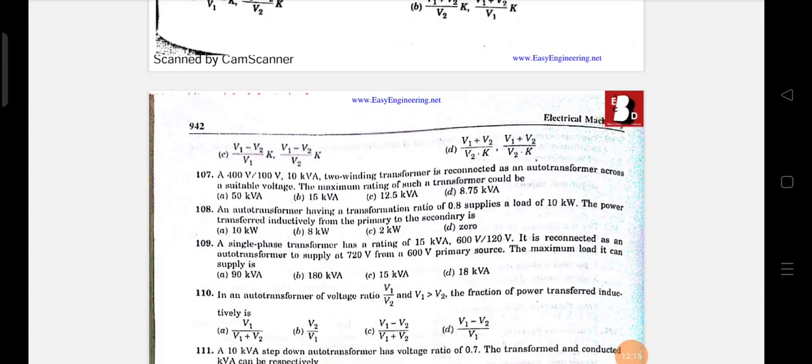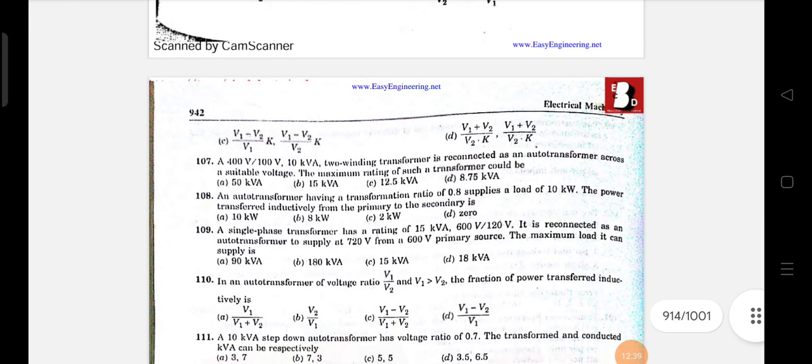Next. A 400 volts by 100 volts, 10 kVA two-winding transformer is reconnected as an autotransformer across a suitable voltage. The maximum rating of such transformer could be. Remember one point, what is given here? The E1 by E2 rating is given, that is 400 by 100. This transformer is reconnected as autotransformer. Autotransformer has only one winding, right? Then total voltage will be 400 plus 100, 500 volts.